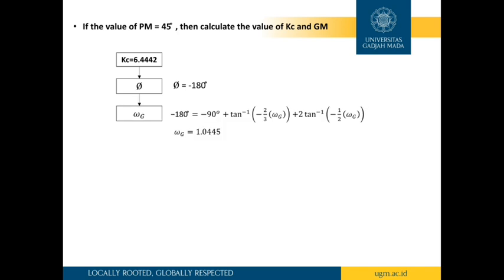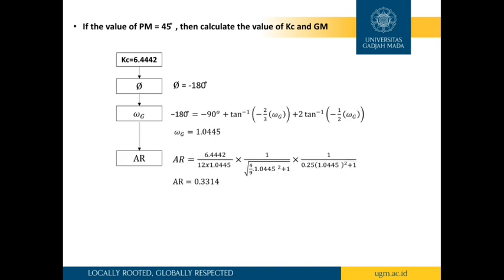Next, from the value of Kc, 6.44, we can get the omega g with the phase of minus 180 degrees. We get the omega g equal to 1.04. The amplitude ratio is equal to 0.33, and we get the Gm equal to 3.01.